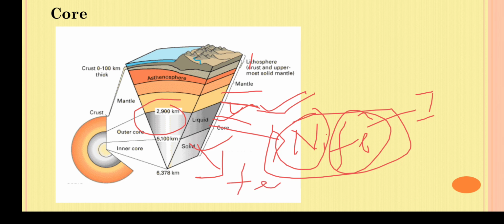So the denser particles subduct here towards the core. The total length from the surface toward here is 6,378 kilometer.